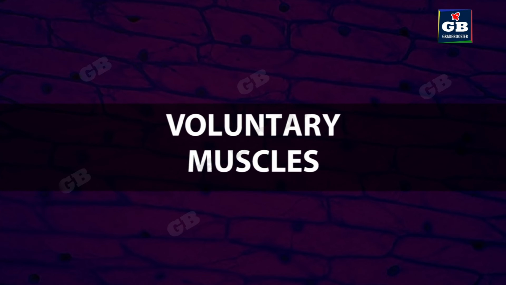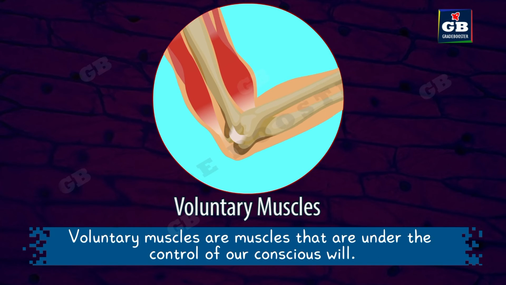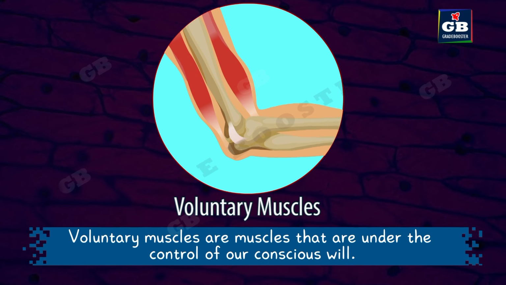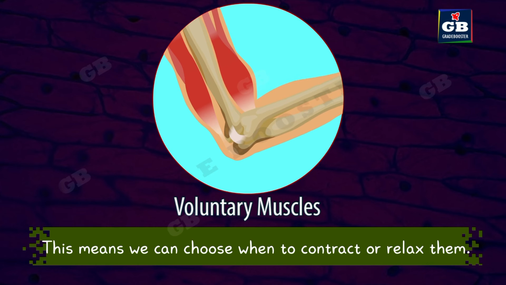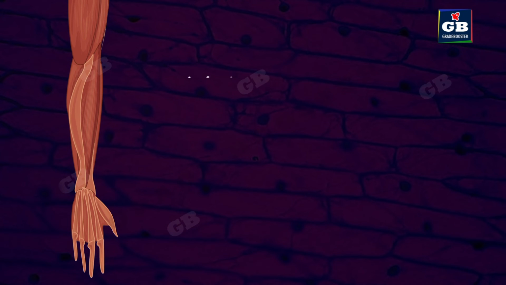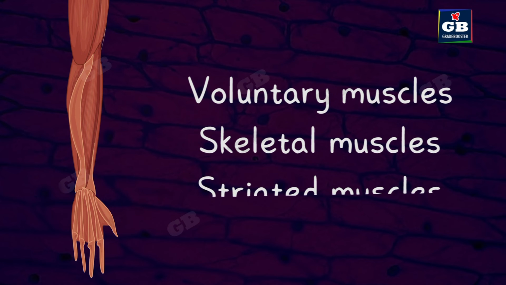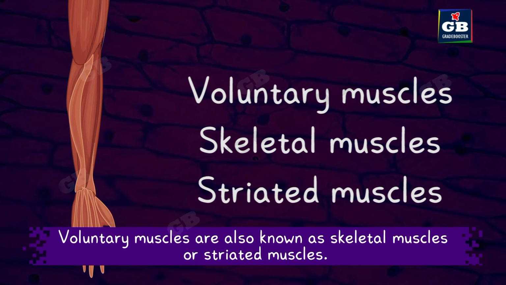Let us see voluntary muscles. Voluntary muscles are muscles that are under the control of our conscious will. This means we can choose when to contract or relax them. Example, muscles in our hands and legs are voluntary muscles. Voluntary muscles are also known as skeletal muscles or striated muscles.